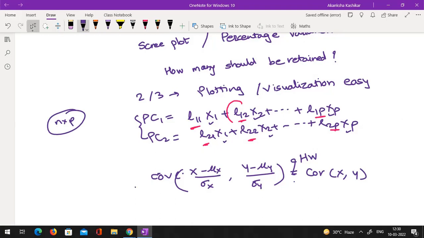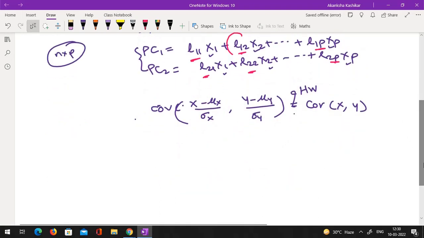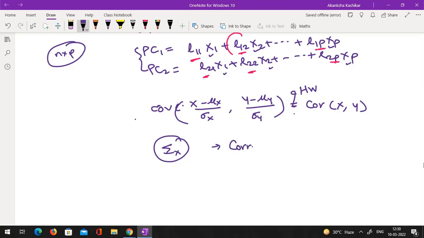So, whenever we have variables in different units, ideally, instead of using sigma x and computing its eigenvalues, we should use the correlation matrix. We should use the correlation matrix and then compute eigenvectors and eigenvalues corresponding to the correlation matrix instead of the covariance matrix. Is it okay so far?